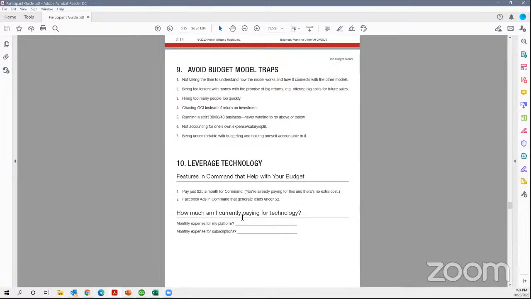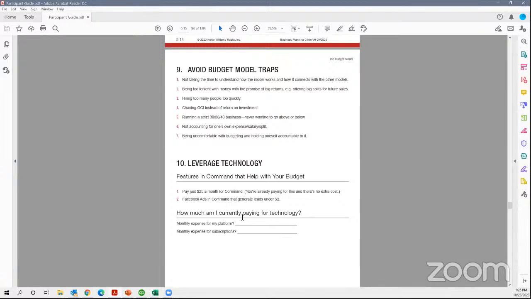Okay. Also, think about how command affects our budget. We're only paying $20 to $25 a month for command. This comes out of your monthly cost. There are agents that are running Facebook ads in command. It says generate leads under $2. I ran a Facebook ad last week and I was getting leads for about 80 cents each. Unheard of. And it's amazing. And that's just doing everything directly through command.